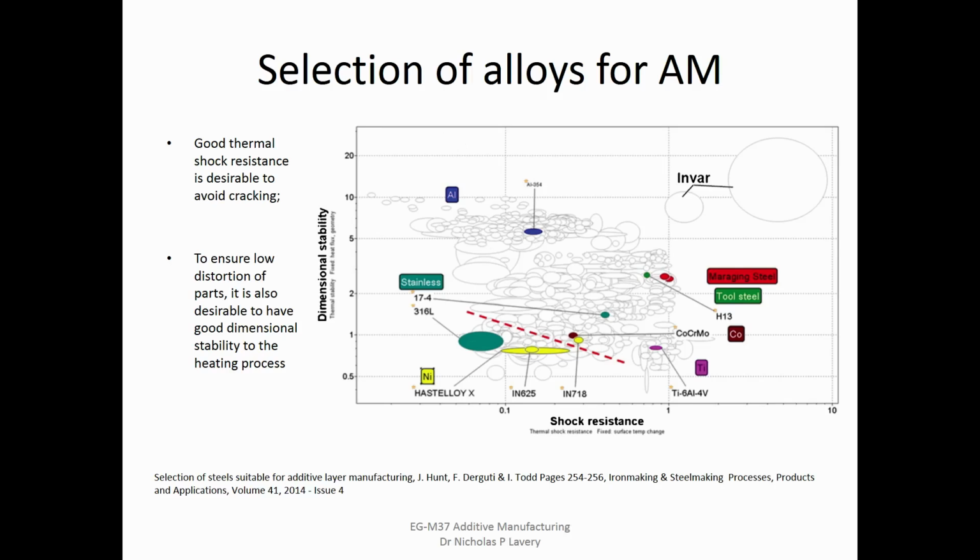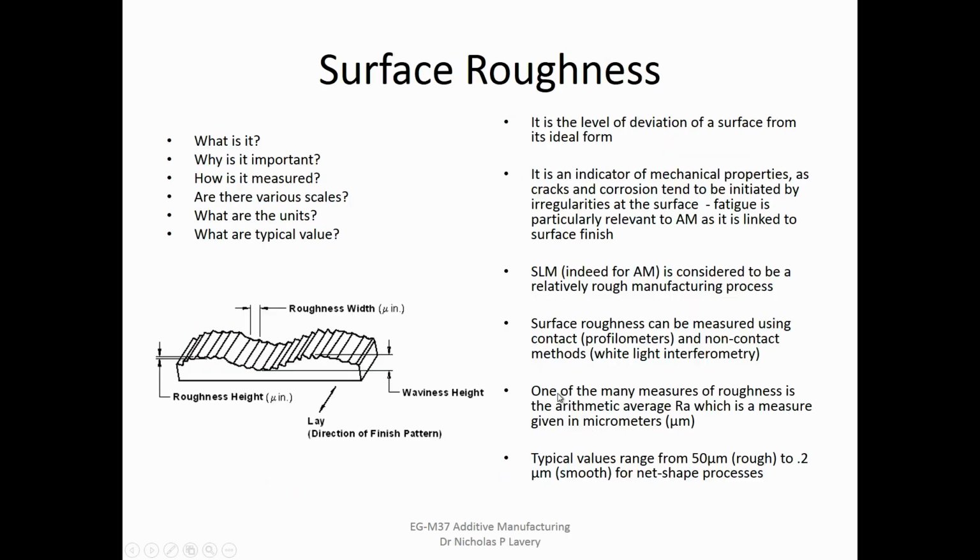But you wouldn't expect to see them there, because as far as I can tell from this, higher shock resistance is from left to right and higher dimensional stability is from bottom to top, so you would expect this to be the other way around. But hey, maybe they got their index the wrong way around. I don't know. Right, let's get into some of the properties for additive.